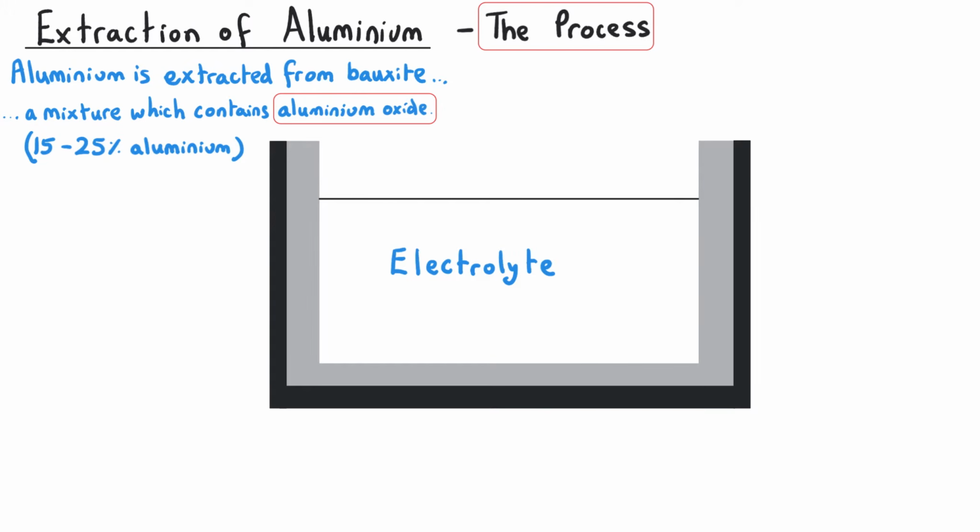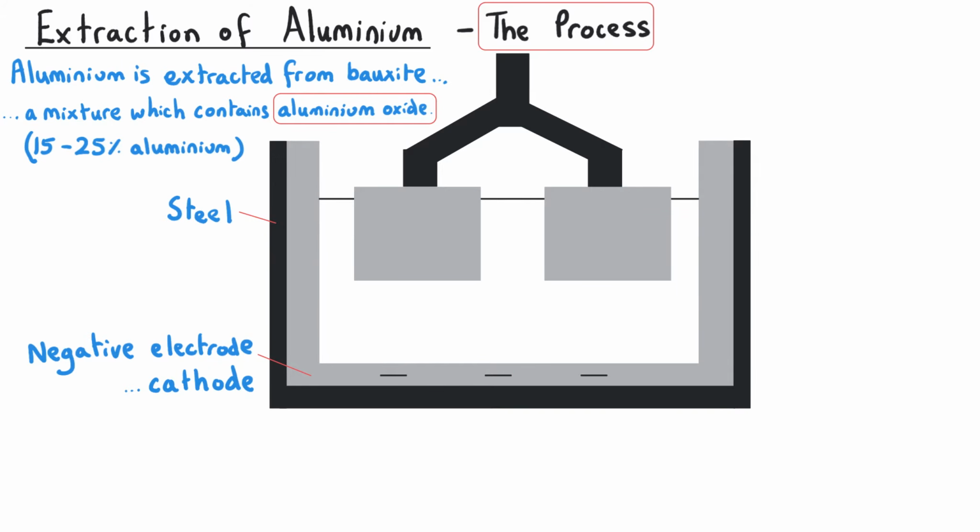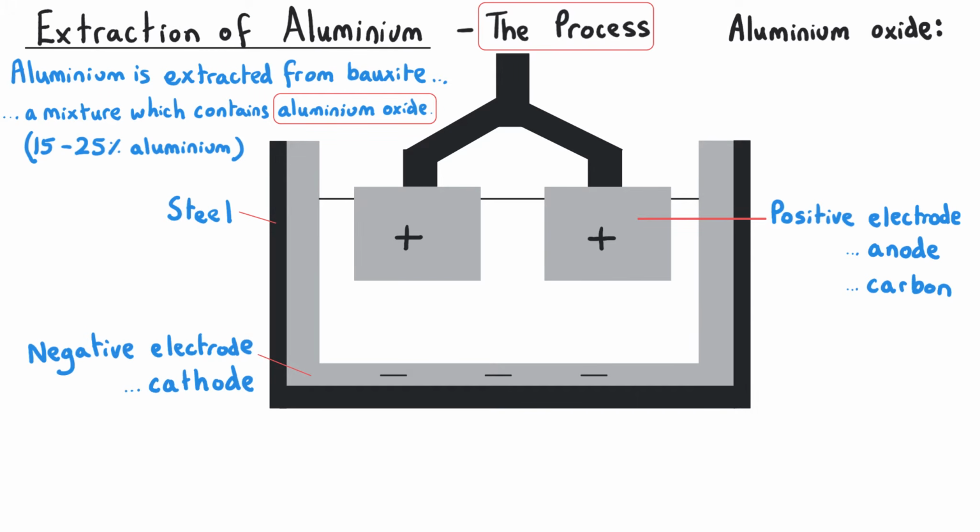The extraction process takes place in something called an electrolysis cell, which is a gigantic steel container that is lined with carbon. And this carbon is actually the negative electrode for the process, the cathode. And then dipped into our electrolyte are the positive electrodes, called the anodes, and these are also made from carbon. And the electrolyte itself is our aluminium oxide.